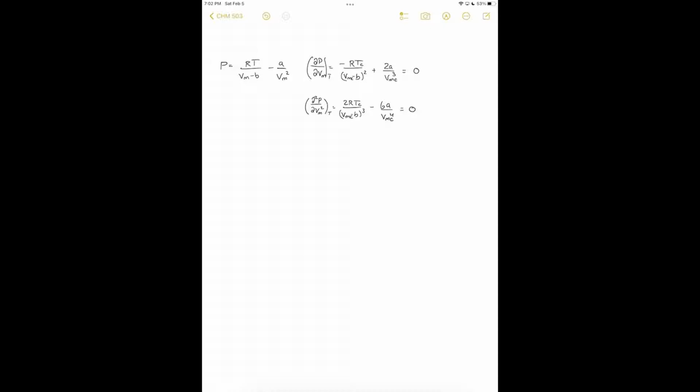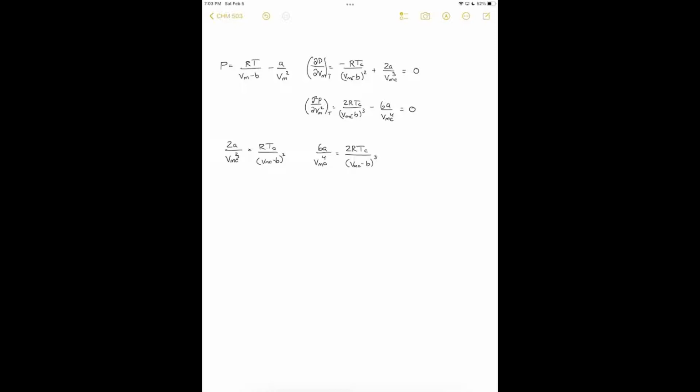For the first one, we will have 2A over the molar volume at the critical point cubed is equal to RTC over VMC minus B squared. And then for the second one, we'll have 6A over VMC to the fourth is equal to 2RTC over VMC minus B cubed. Now what we have here is essentially two equations and two unknowns. We can manipulate this to solve. The way I'm going to do it is actually by setting RTC equal to each other. It seems easiest to me to do that.